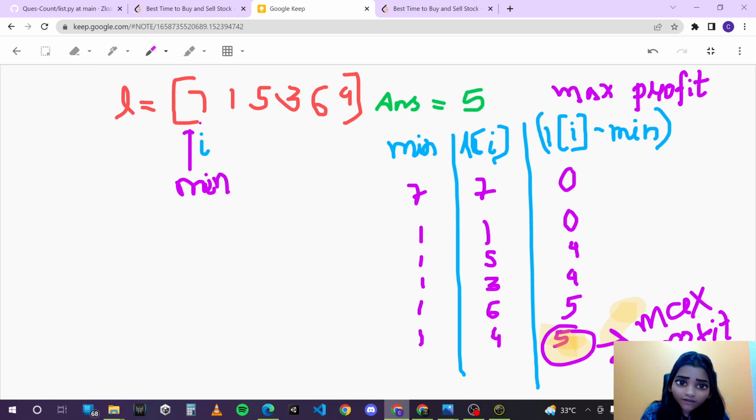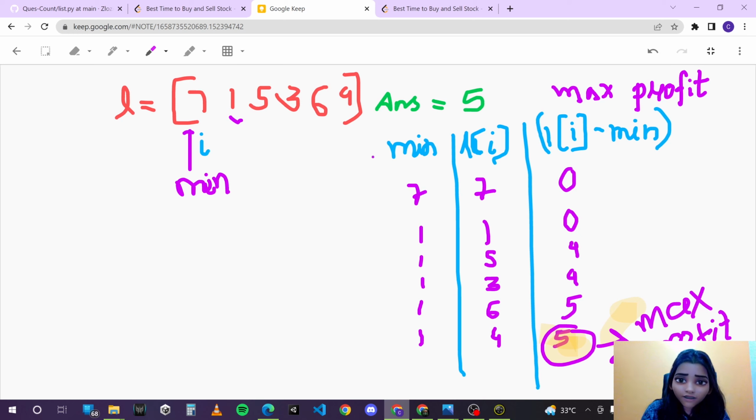We cannot sell first and then buy, so the order should be preserved. We have to firstly buy and only then can we sell that stock. Let's suppose we select the first element, so we buy some stock at the price 7 and sell it at price 1. That is a loss, right? So here we have to maximize the profit.